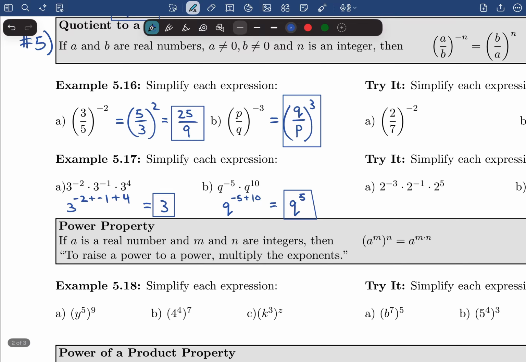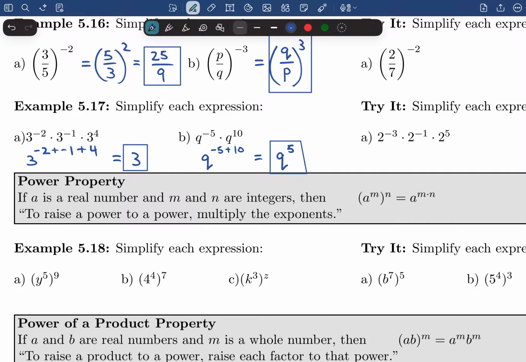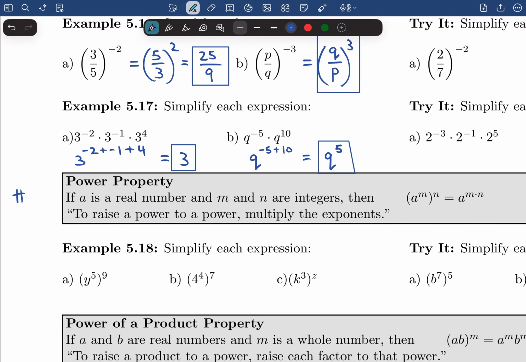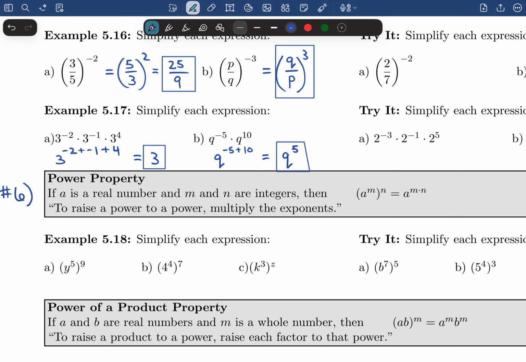All right, moving on to a new property. This is the power property of exponents. So this is the 6th property that you're learning about today. If a is a real number and m and n are integers, then a to the m raised to the n equals a to the m times n.